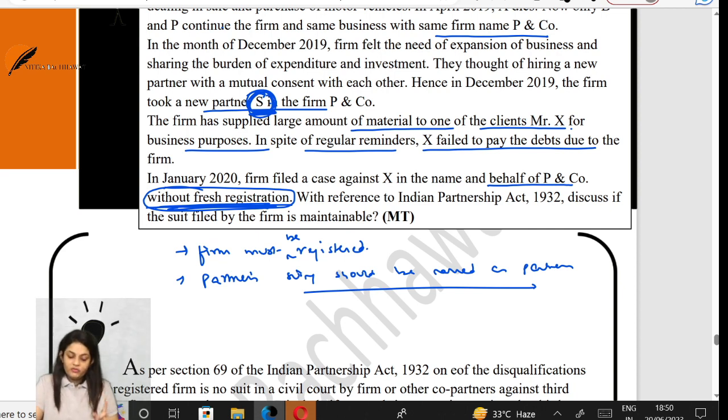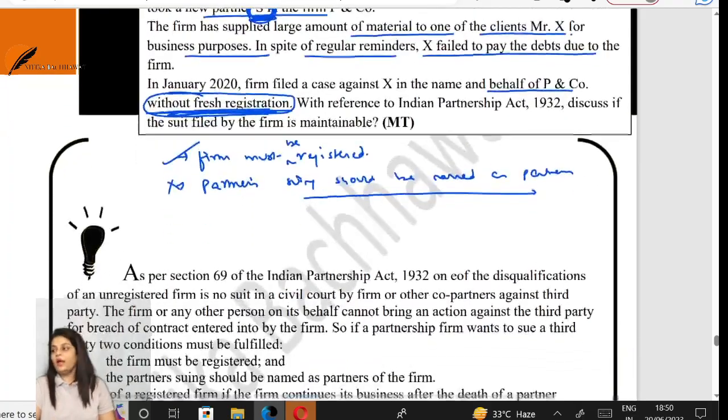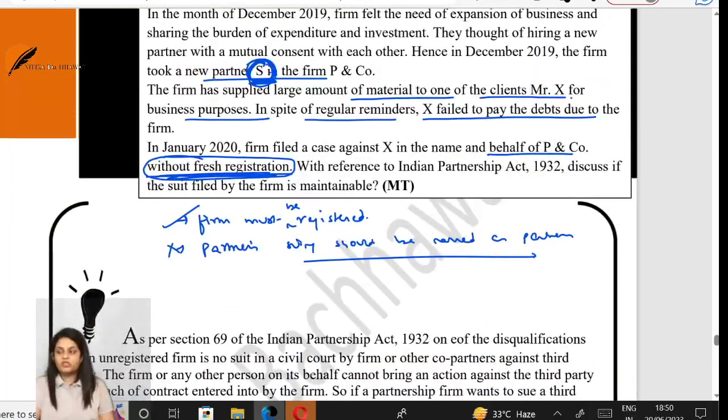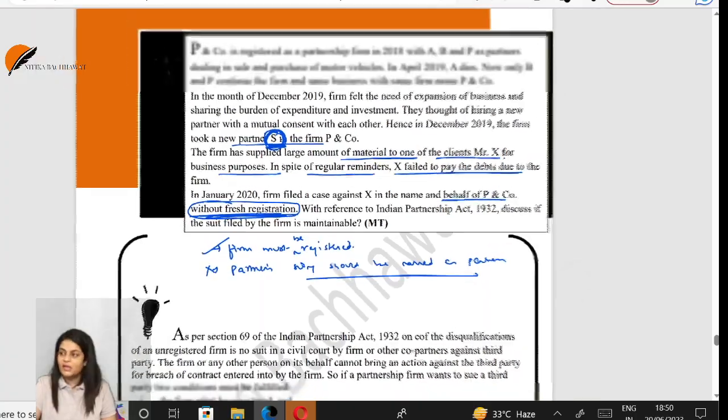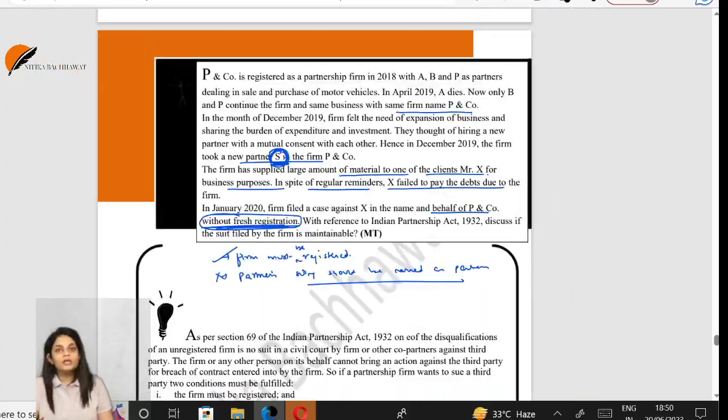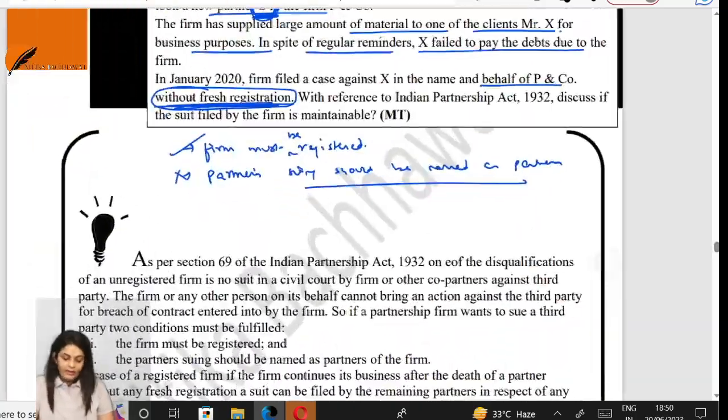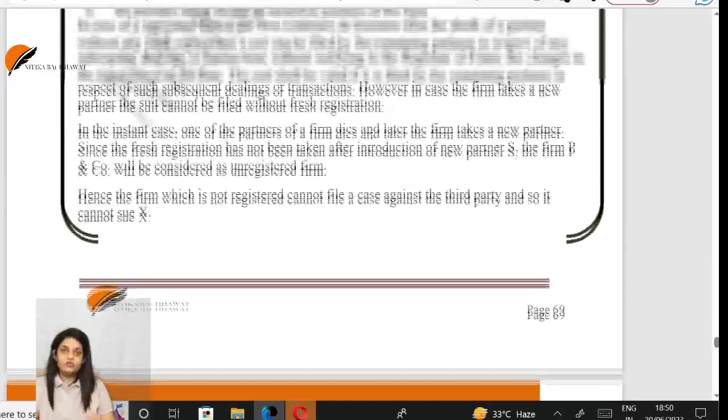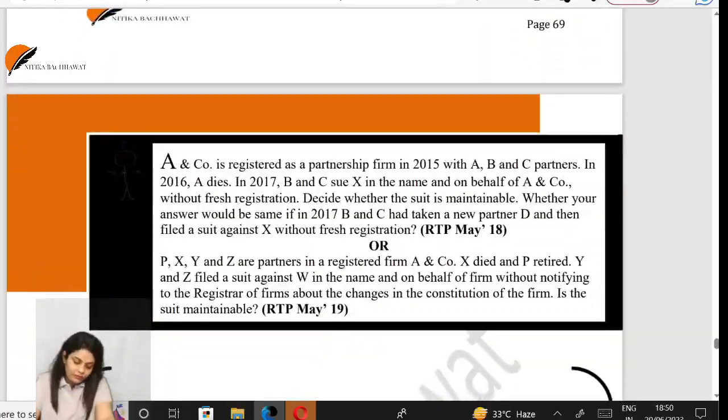So is the suit valid? This condition is fulfilled, but this is not fulfilled. So is the suit valid? No. Unless the fresh registration is done, the suit is not valid. Why? Because S is not named as a partner of the firm.